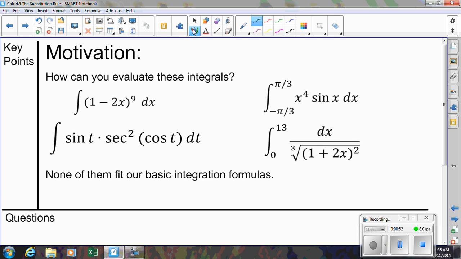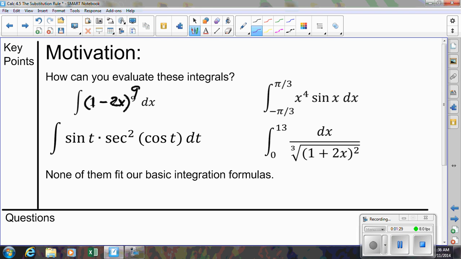You'll note each of these functions is based off the idea of a chain rule. Remember, the chain rule was used to take the derivative of a function inside a function. Well, how do you work backwards through the chain rule? That's the idea here. We're looking at a function of 1 minus 2x inside a function of x to the 9th power. How do you integrate functions inside of functions?